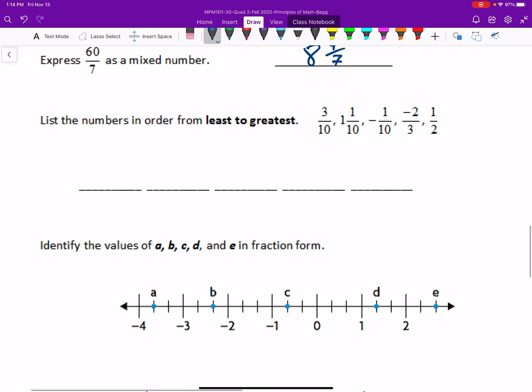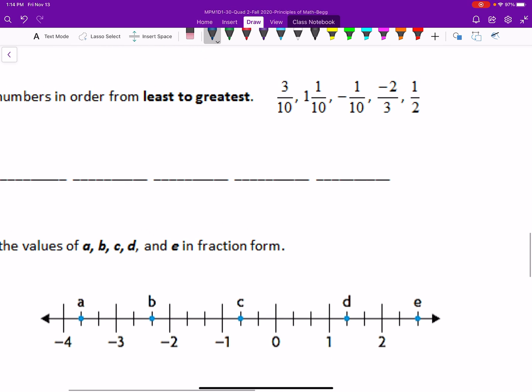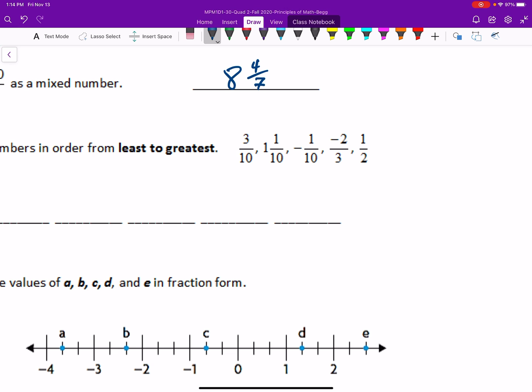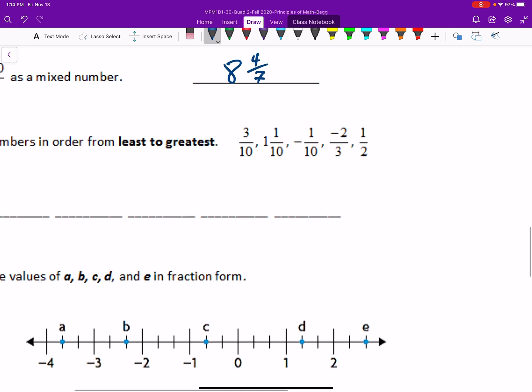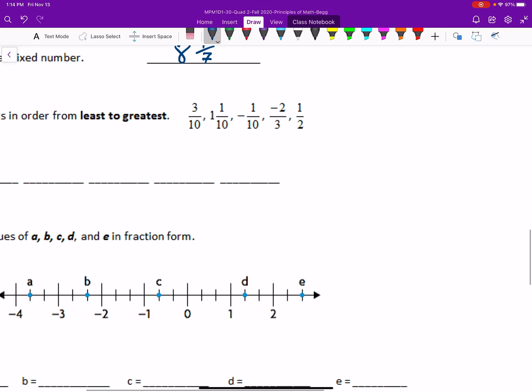List the numbers in order from least to greatest. Remember, if we're involving negative numbers, the least numbers are the ones that are the most negative. It's probably easiest to do this question if we rewrite them all as improper fractions if necessary, so that we don't have mixed numbers. Maybe you don't agree, but I'm going to do that. Not all of them, like 3/10 doesn't need to be rewritten, but 1 1/10 I'd rewrite as 11/10.